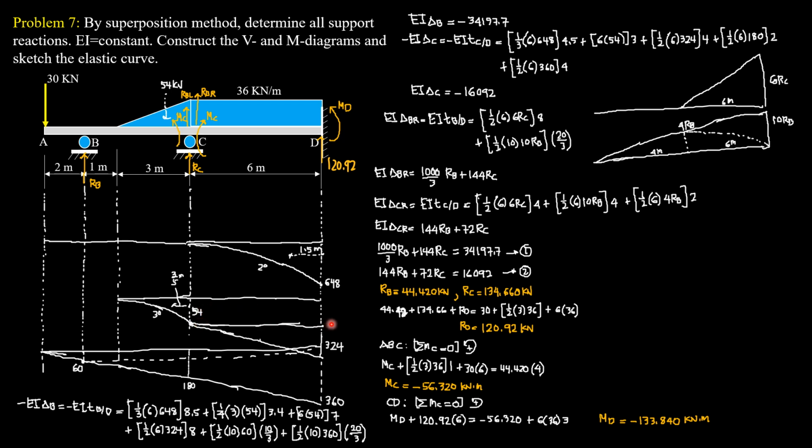Next, plus this area, 1/2 of 6 times 324. This distance is 2/3 of 6, or 4, which is that. Then, for this trapezoid here, by the way, this is 180. 180 is 30 times 6. So 30 times 6, 180.